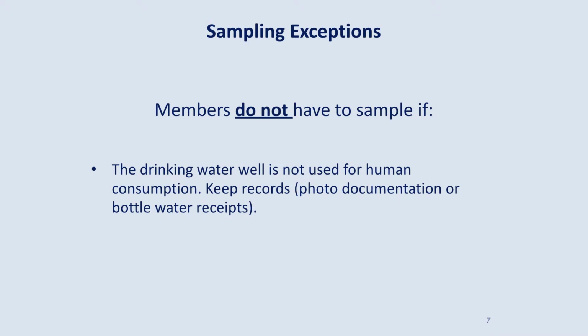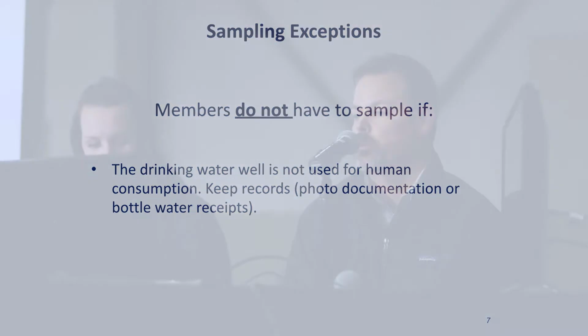So the permit requires you to sample annually, and so the monitoring frequency does reduce if you are under 8. So the drinking water standard is 10 milligrams per liter. So members do not have to sample if the drinking water is not used for human consumption. So what we require is that you have some sort of documentation that you're not using the well for drinking, if it comes to a point that we're asking you if you are using your well.